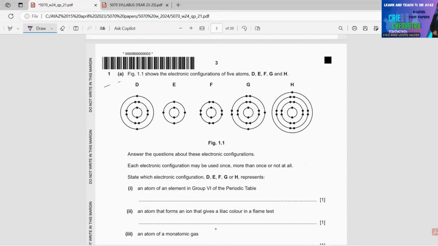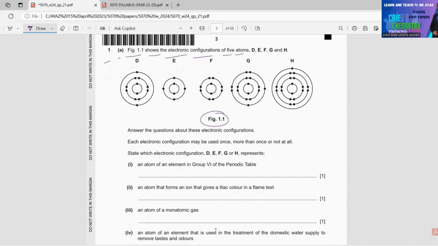Number 1A. Figure 1.1 shows the electronic configuration of 5 atoms D, E, F, G, and H. So here's figure 1.1 showing electronic configurations of 5 atoms. Answer the questions about these electronic configurations. Each electronic configuration may be used once, more than once, or not at all. State which electronic configuration D, E, F, G, or H represents.